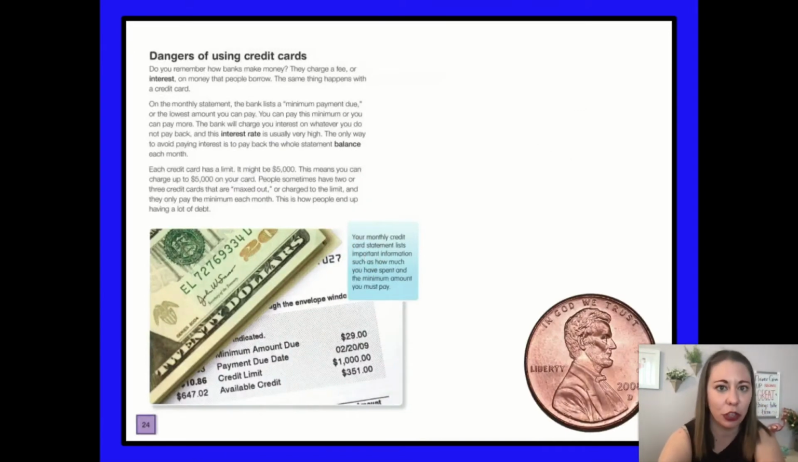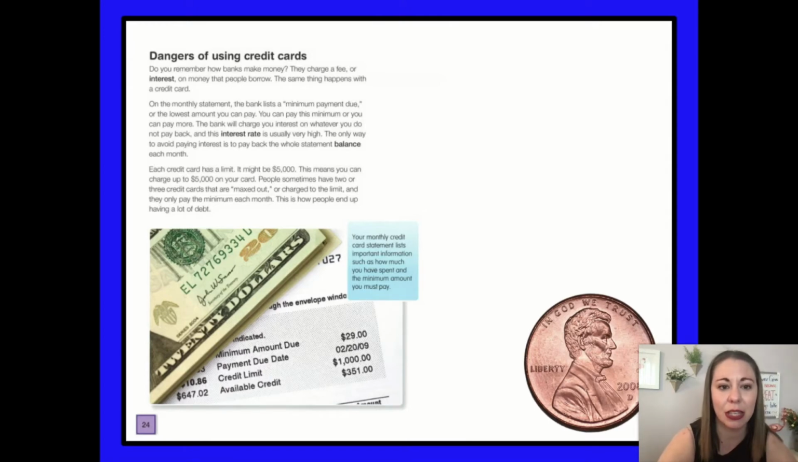The dangers of using credit cards. Dun, dun, dun! Do you remember how banks make money? They charge a fee or interest on the money that people borrow. The same thing happens with the credit card.